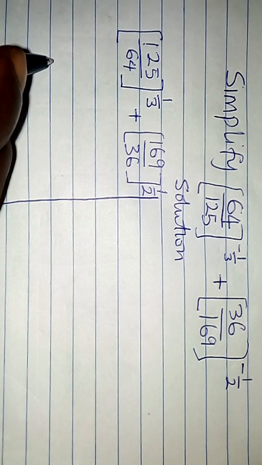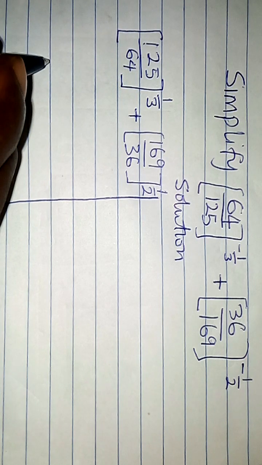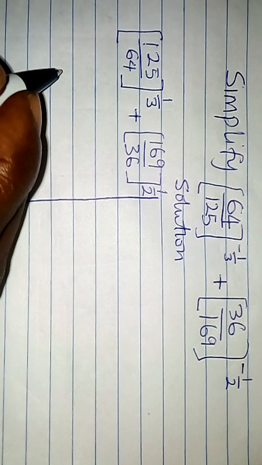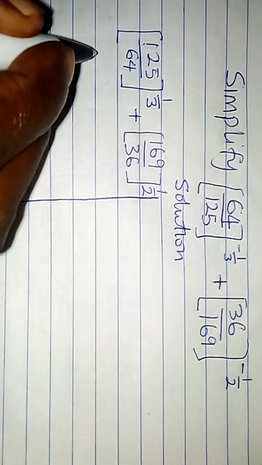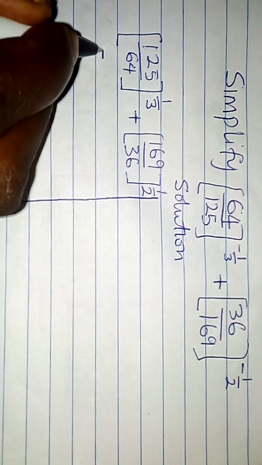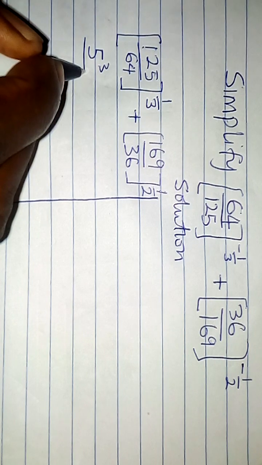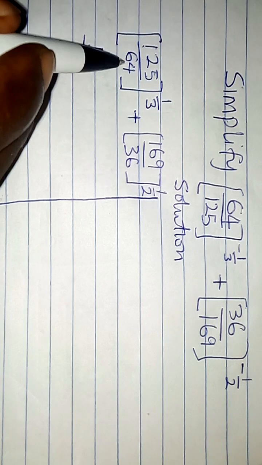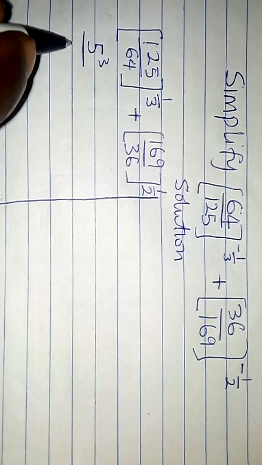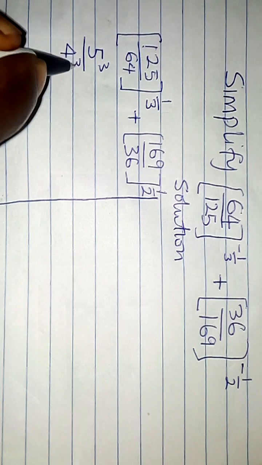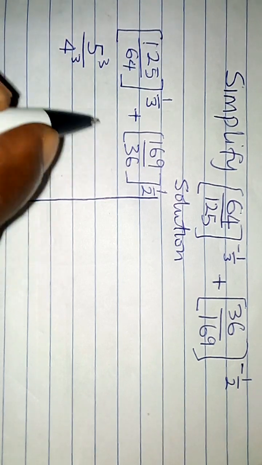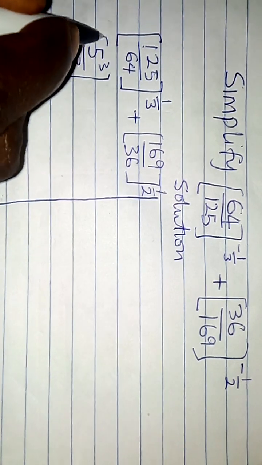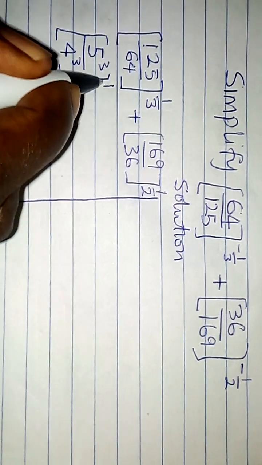At this point, we know that 125 is the same thing as 5 raised to the power of 3, which means 5 times 5 times 5 is equal to 125. So we write 5 raised to the power of 3 all over, we know that 4 times 4 times 4 will give us 64. So we can write it as 4 raised to the power of 3. Now let us do this part, but before we do, let us write the power 1 over 3.